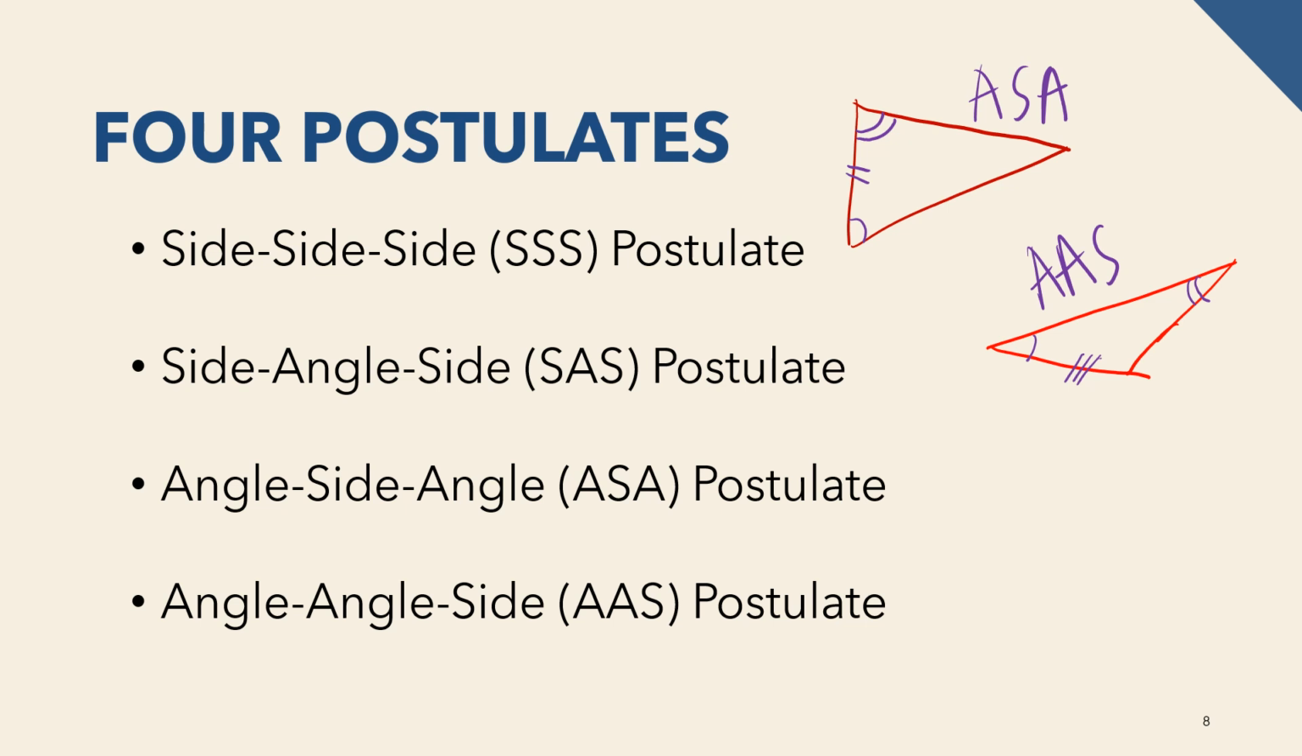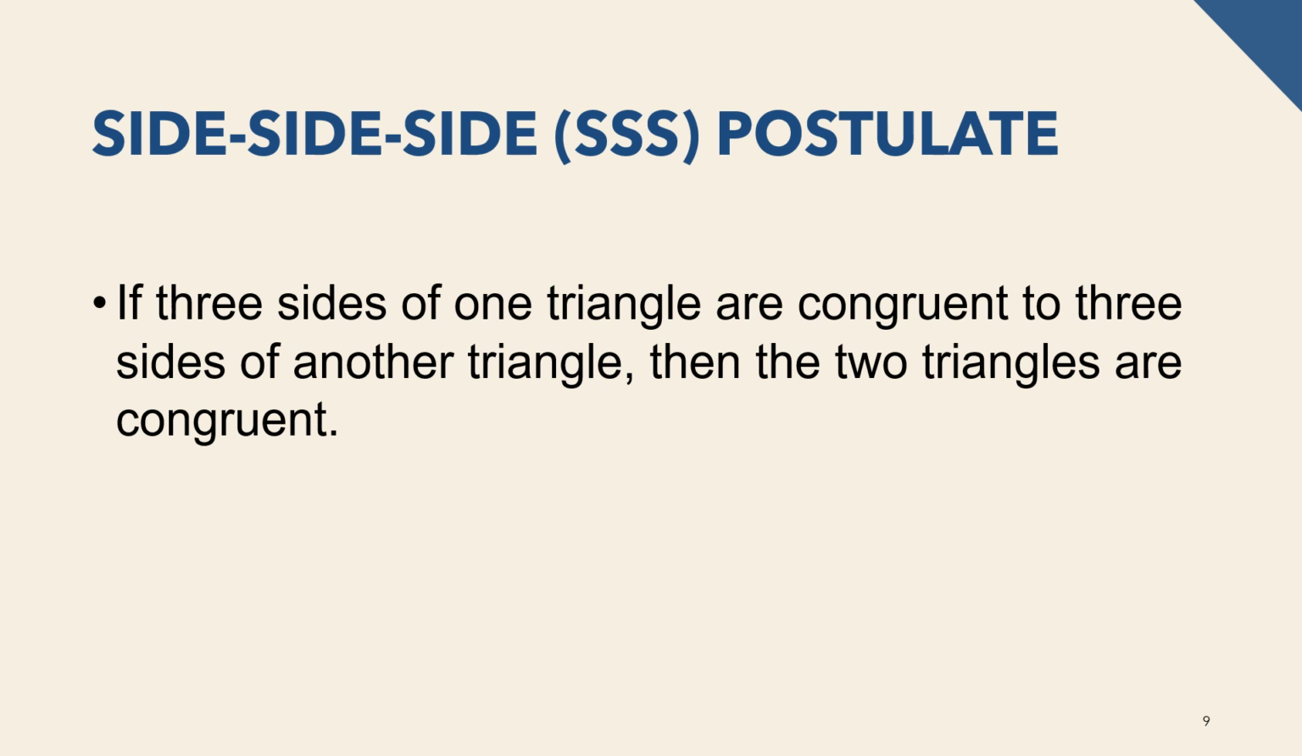All right, so let's take a look at side, side, side. The side-side-side postulate is the easiest one to identify. This is where all three sides are going to be labeled with tick marks. It says if three sides of one triangle are congruent to three sides of another triangle, then the two triangles are congruent. So with each of these four postulates, you're going to be dealing with two triangles. You're going to have two pictures of triangles, and things are going to be labeled, and then you're going to have to decide, okay, is this a side-side-side?